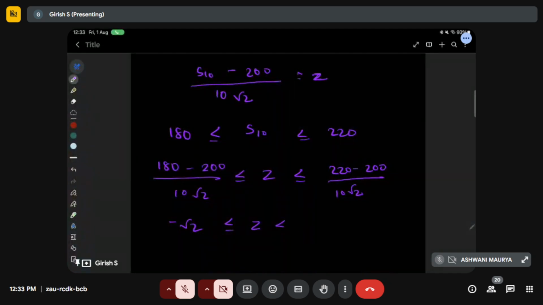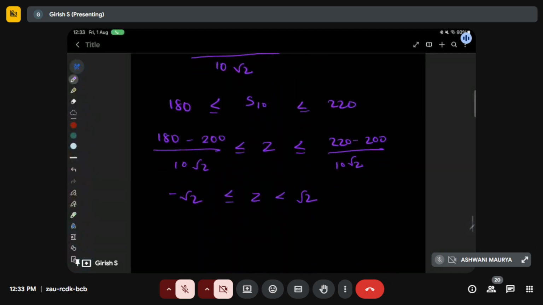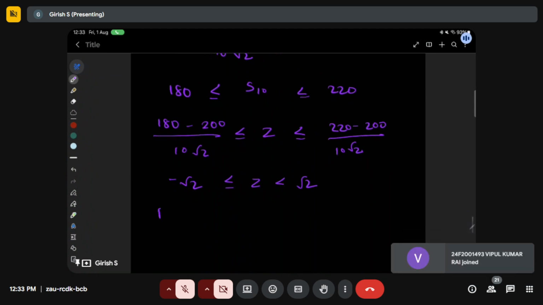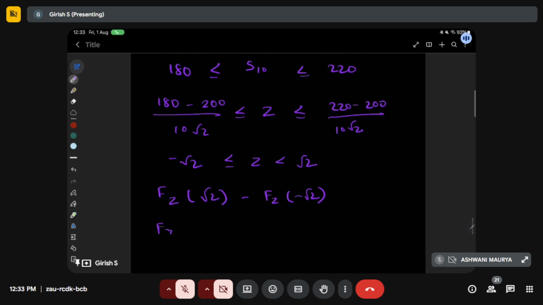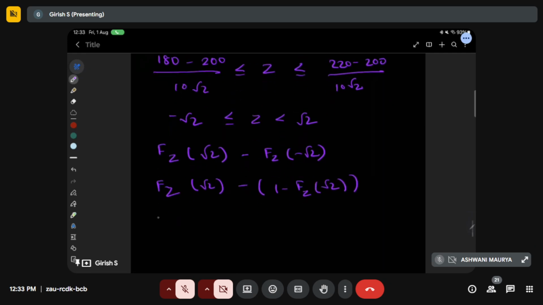Is this right? Are you getting till this point? Yes, sir. So this can be written as fz of root 2 minus fz of minus root 2. And fz of minus root 2 can be written as 1 minus fz of root 2. This is nothing but 2 into fz of root 2 minus 1.